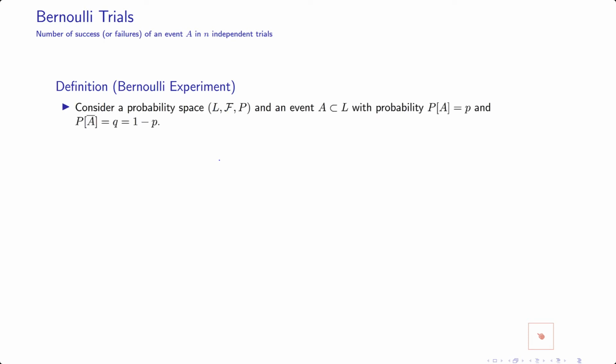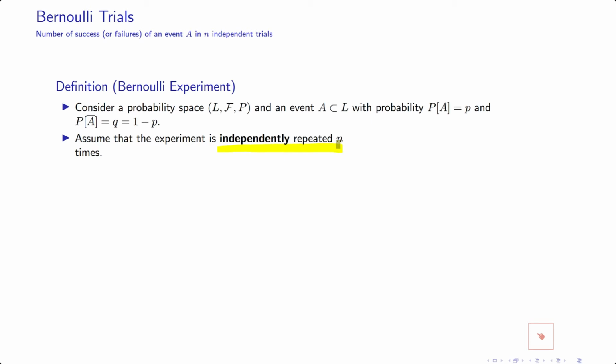So a Bernoulli experiment is that you repeat over a probability space n times, and you are interested in having a successful event A happening with probability of A being p and probability of A bar being 1 minus p. If you repeat this independently n times, so this independence is very important.